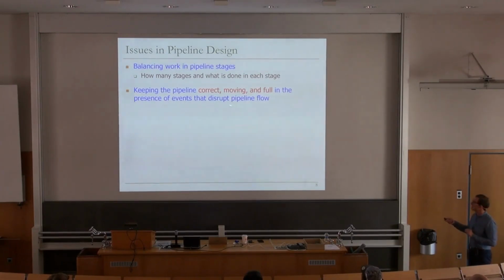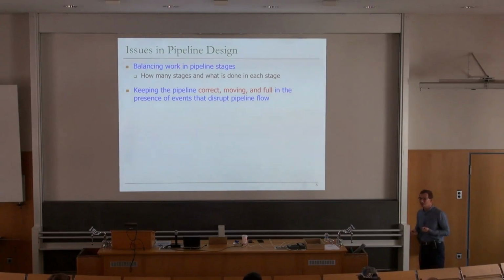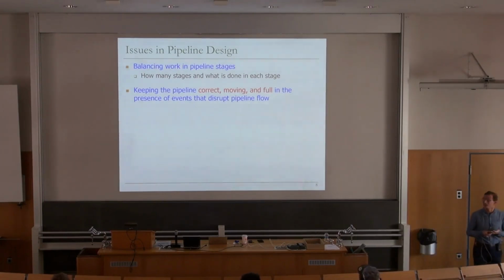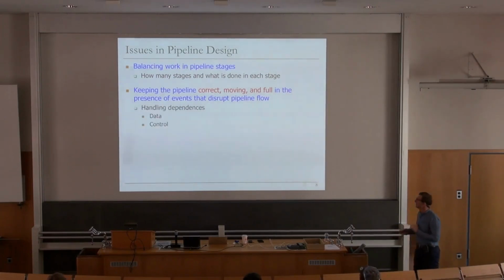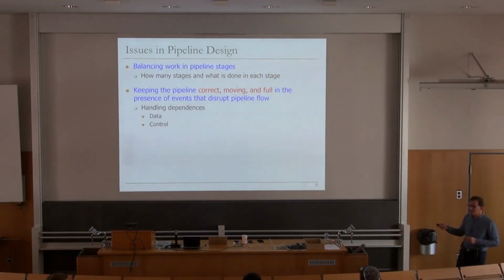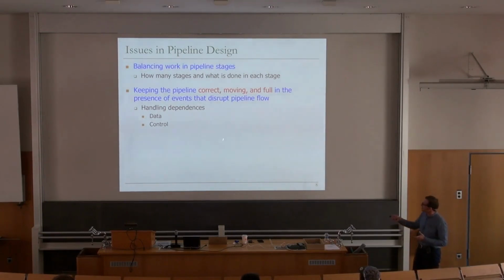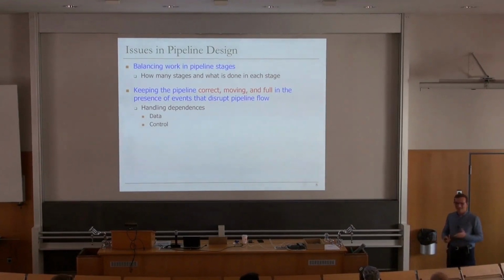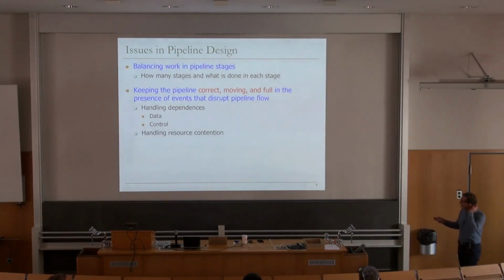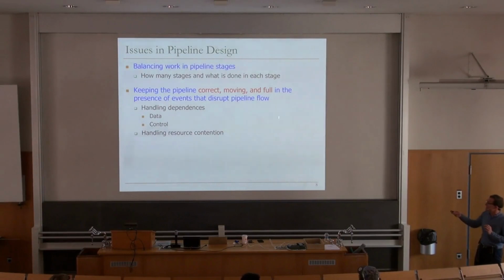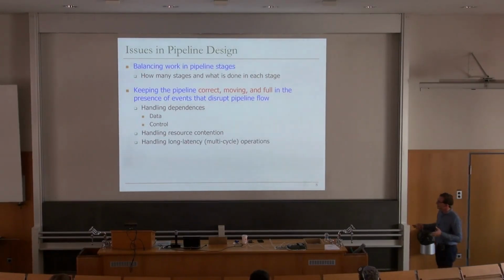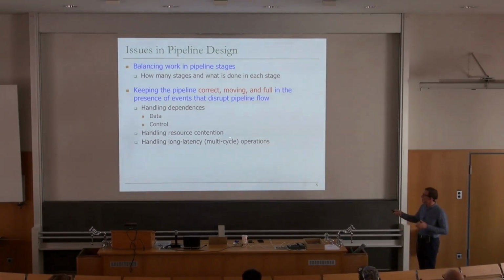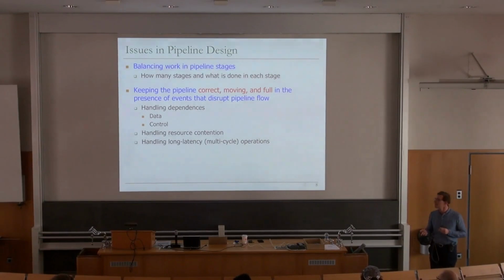This one is a bit harder part. Once you've designed the pipeline, you need to keep the pipeline correct, moving, and full in the presence of events that basically disrupt the flow of the pipeline. Right? And this amounts to handling dependencies, data or control. We're going to focus on control here, but data is also very important. And you also need to handle resource contention somehow, meaning you need to handle long latency, multi-cycle operations. We're going to get back to this, as well as the data dependencies later on in these lectures, and take a memory perspective as well as a processor perspective to see how we can handle these long latency operations.